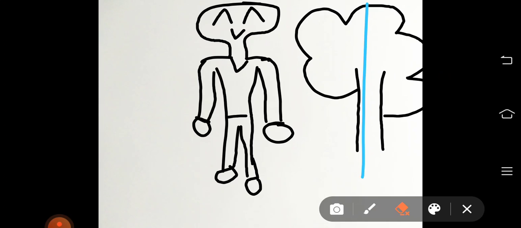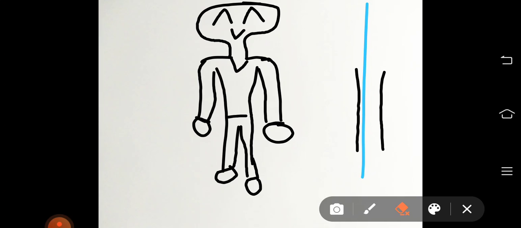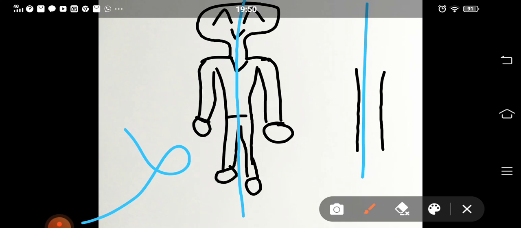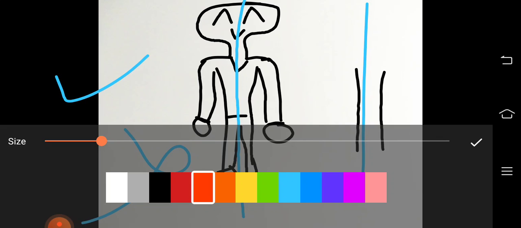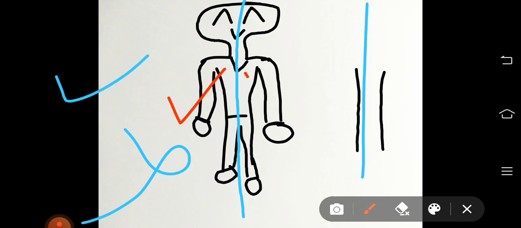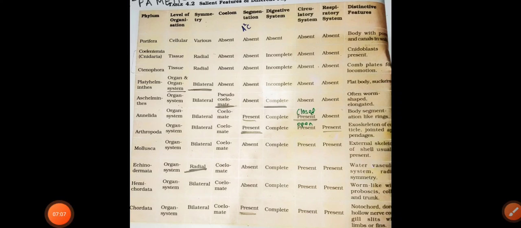Okay. Now if you see humans, if I say are we symmetrical like this, you will say absolutely not, we are not. But if I ask you are we symmetrical like this, you will say yes. So this is bilateral symmetry, where the animals can be divided in only one plane with identical left and right halves.